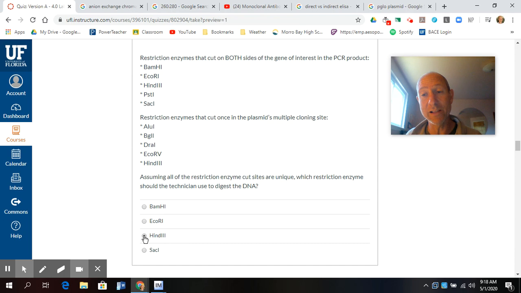And if you know the molecular biology, then that's the answer too, because you can use it to cut out from whatever your source of the gene is. In this case, it's a PCR product. And you can also use it to open up the plasmid. Yeah, two different ways to answer the question right.